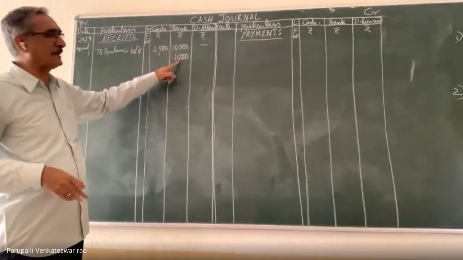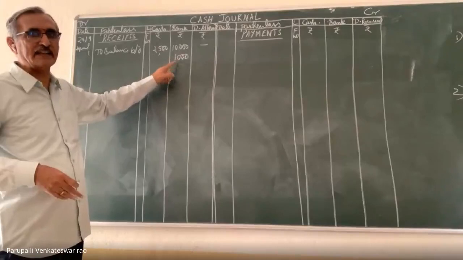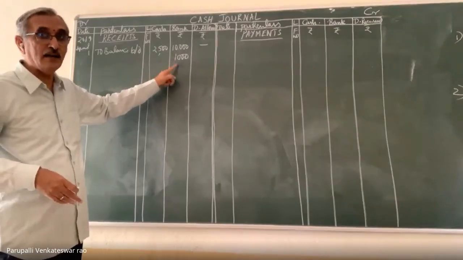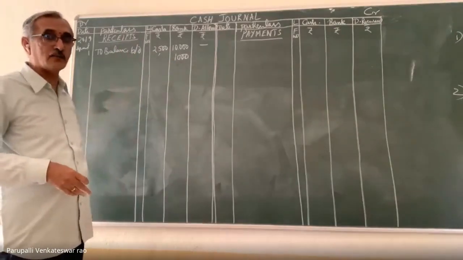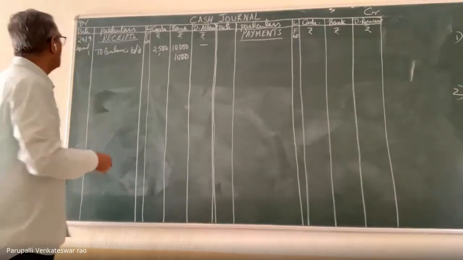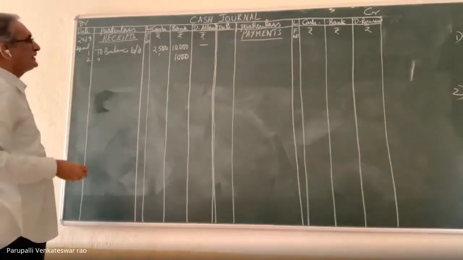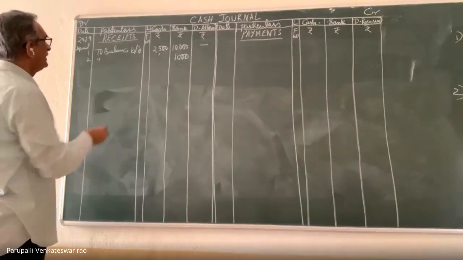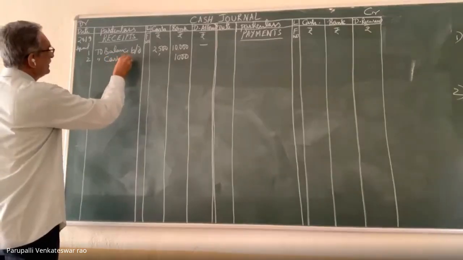Bank account is debited. First record the amount. On what day was it debited? It was debited on April 2nd. What is deposited in the bank? Cash deposited. So cash account.